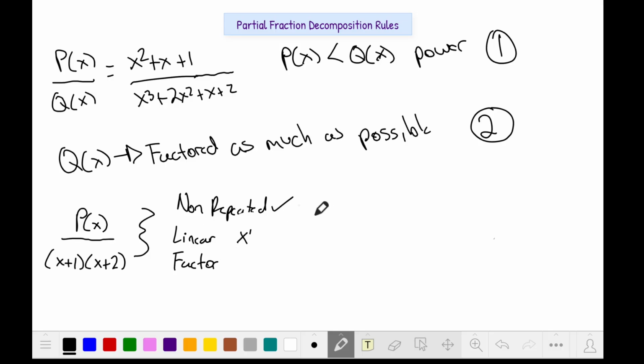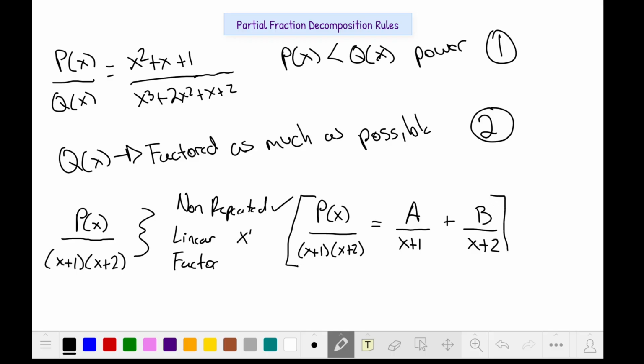And in this case, when we want to decompose this fraction, it's going to look like p of x divided by x plus 1 times x plus 2 is going to equal some a divided by x plus 1 plus some b divided by x plus 2. And then we do the logic that we did last time. We take the whole equation, we multiply by the bottom, by the thing that we're dividing by, and then off to the races we go, doing all of the algebra in the world.